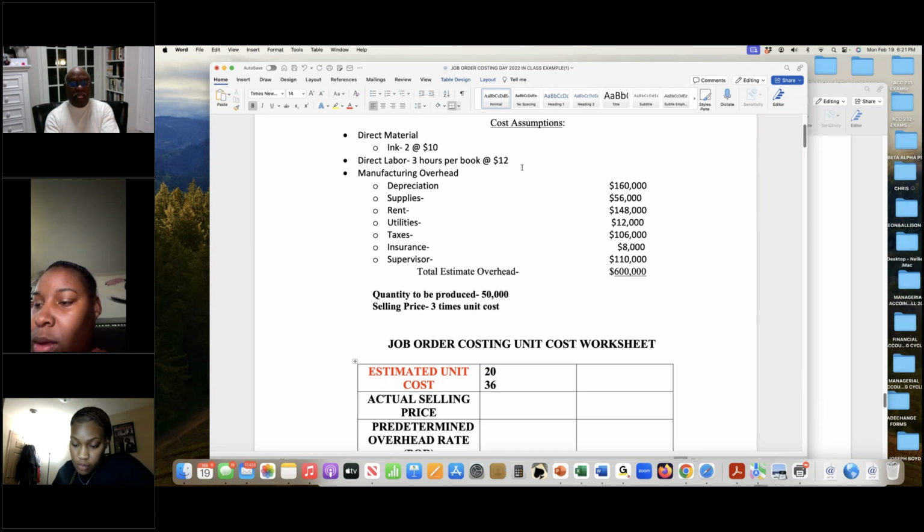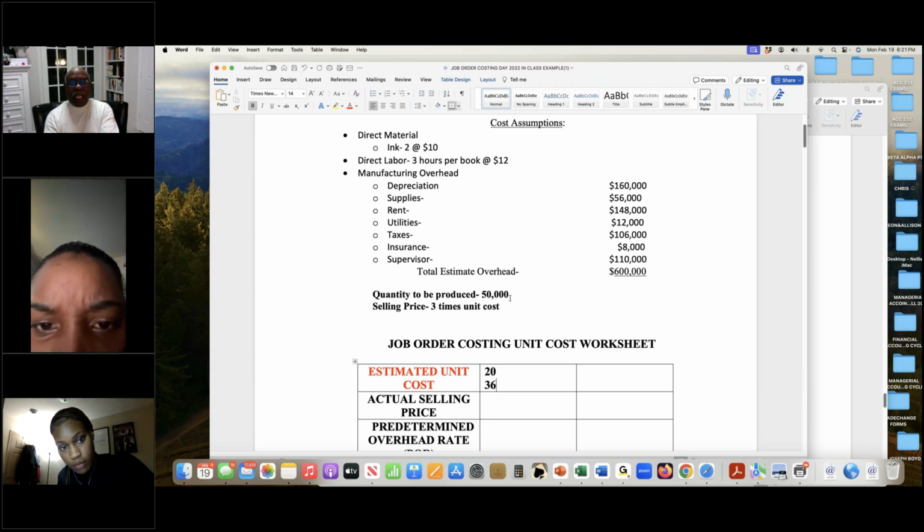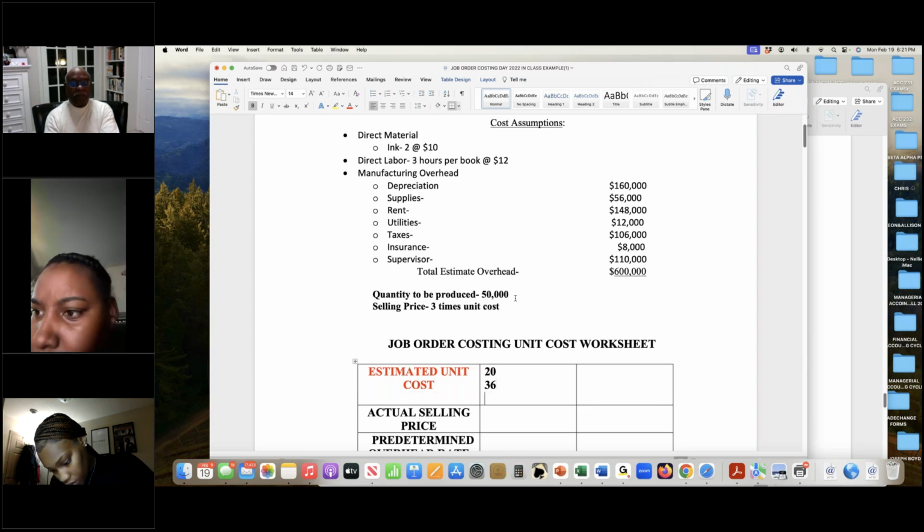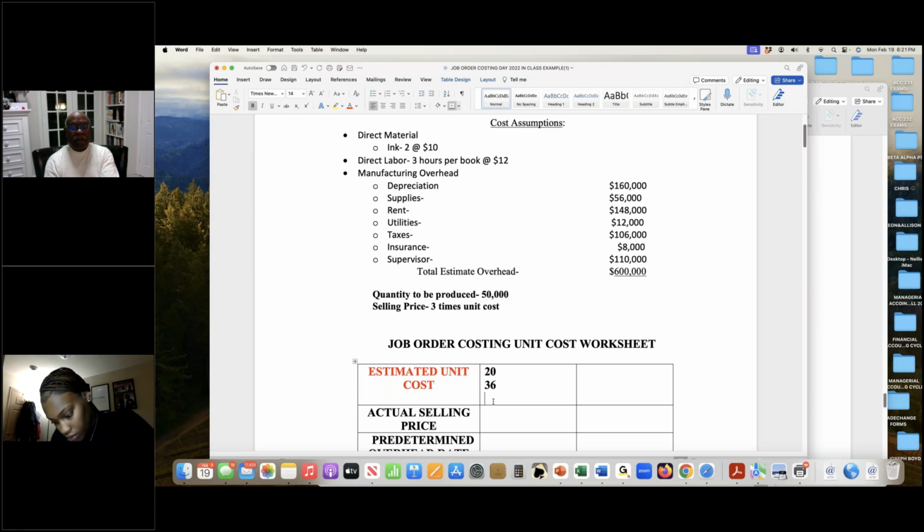Our manufacturing overhead: we're going to produce 50,000 units. Our overhead is estimated at $600,000. And so to get our overhead rate, we're going to do what? Divide 600,000 by 50,000. And how much do we get? Well, 12. It should be 12.